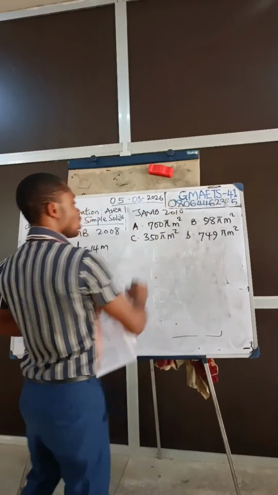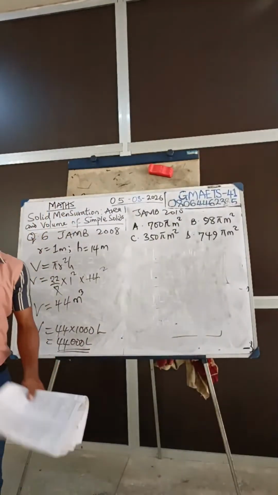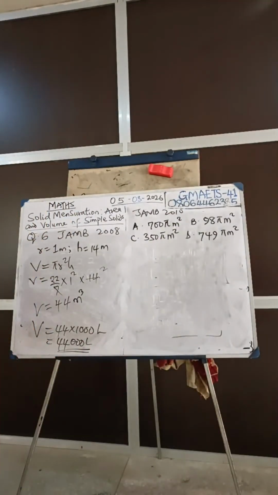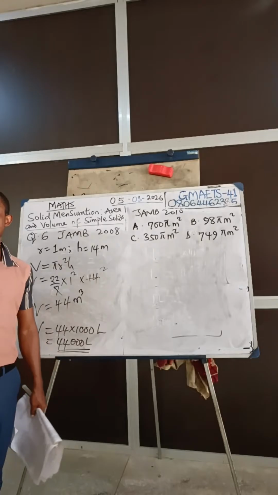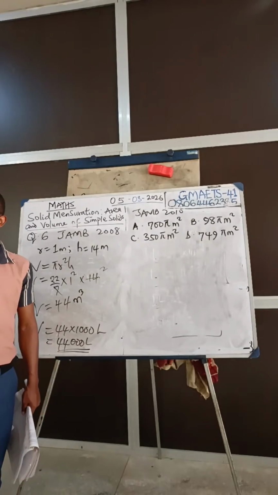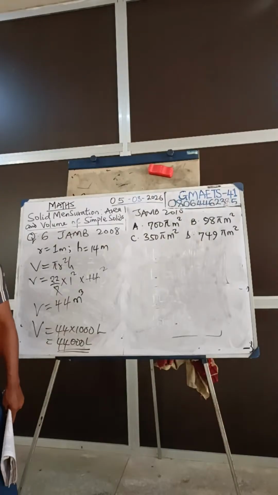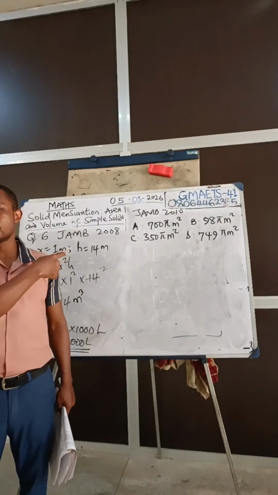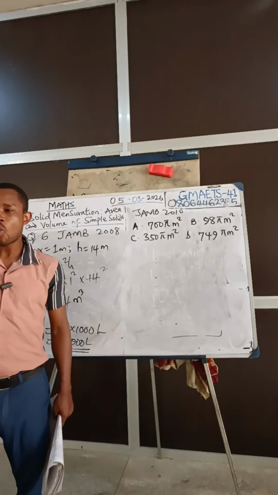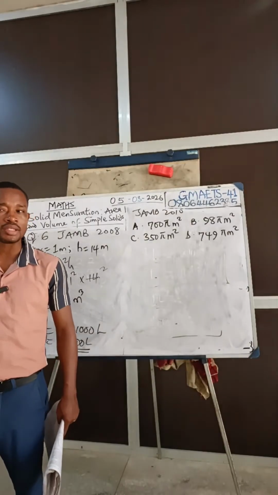Now, I want to ask you a question. Do you need the value of pi to solve this question? No. The options, the final answer is expected to contain pi. So you don't need to substitute for pi there. Are you getting? What shape is this question based on? Cylinder. What about the cylinder are you asked to find?